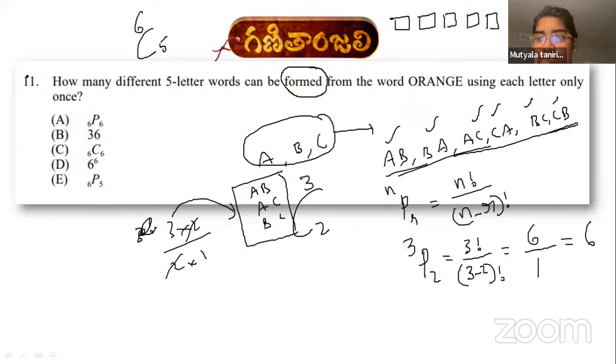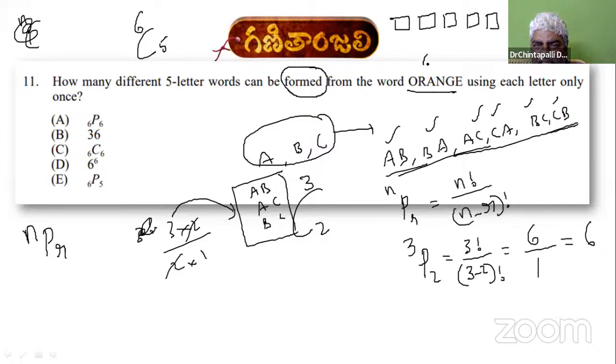So arranging r things out of n things is nPr. nPr means arranging r things in a row from n things. Here the question is, how many different five-letter words can be formed from the word orange? That means 6 letters are given. So 6P5? Yes, 6P5. Which option? Option E, sir. Yeah, 6P5 is correct.